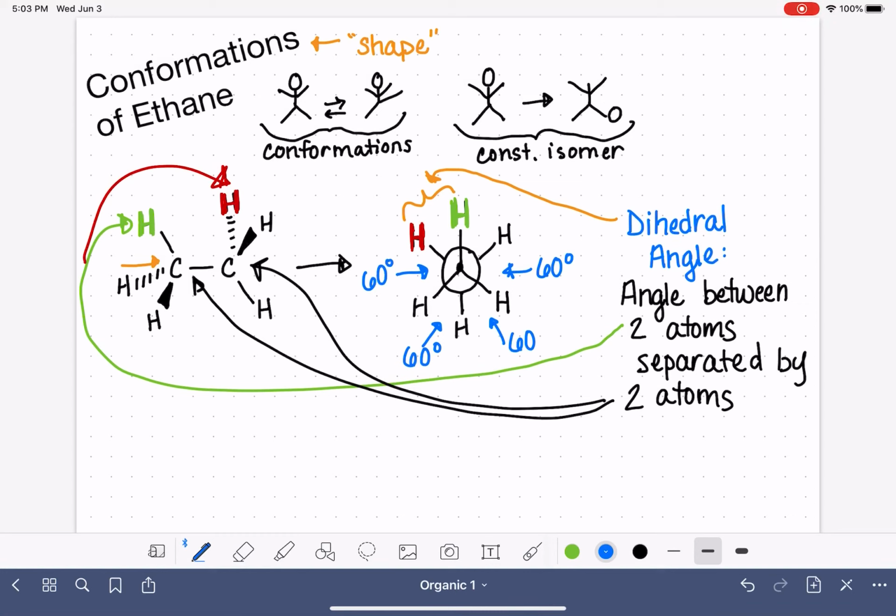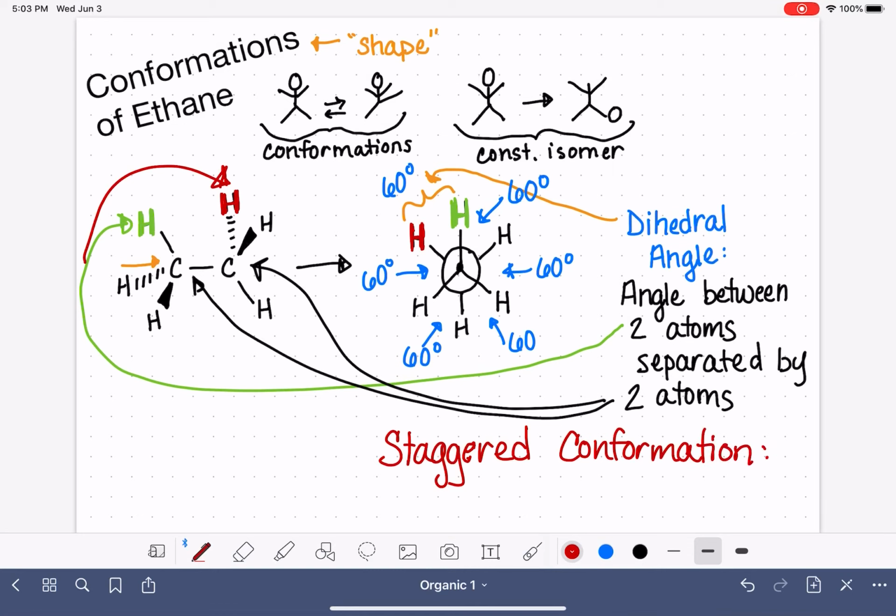And like I said, don't worry if this is feeling really overwhelming, because we're going to practice this dihedral angle quite a bit. This particular conformation, where the dihedral angle is 60 degrees, is called the staggered conformation. In the staggered conformation, the dihedral angle is 60 degrees.